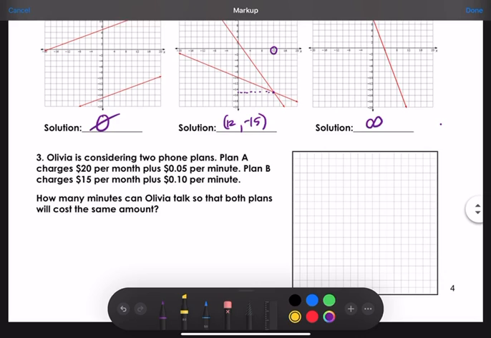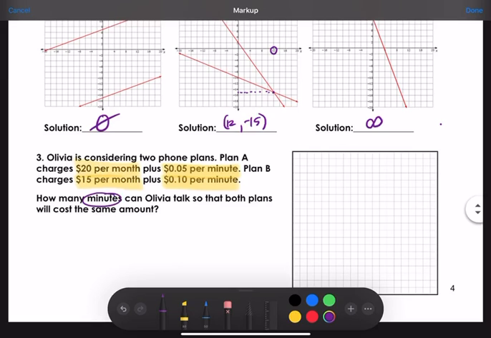Olivia is considering two phone plans. Plan A charges $20 per month plus 5 cents per minute. And then Plan B charges $15 per month plus 10 cents per minute. And then it's asking how many minutes can Olivia talk so that both plans will cost the same amount.